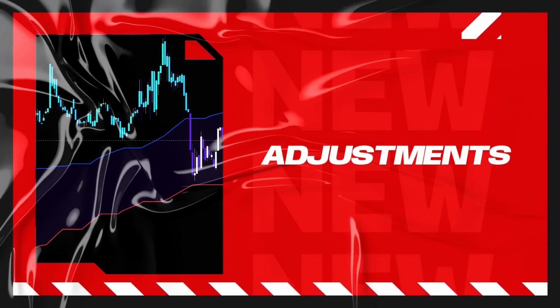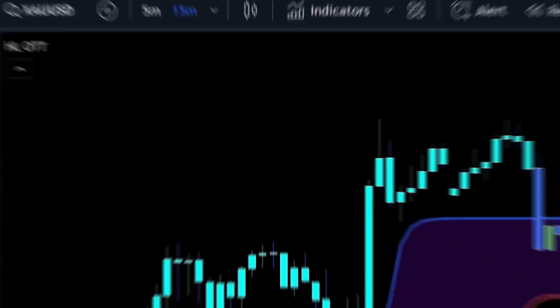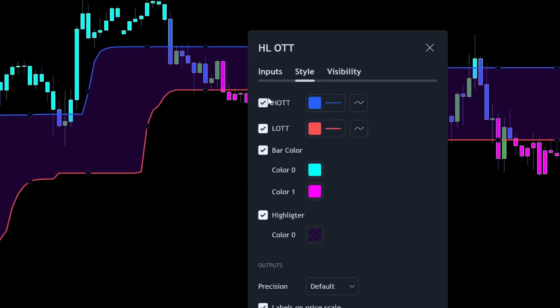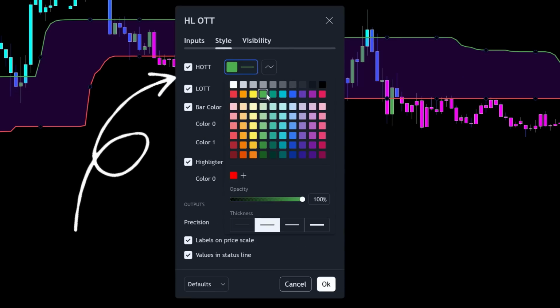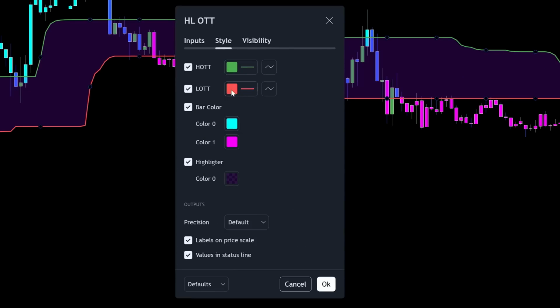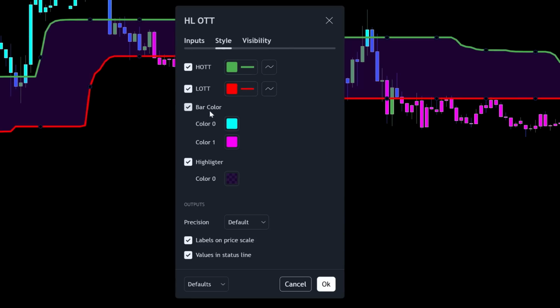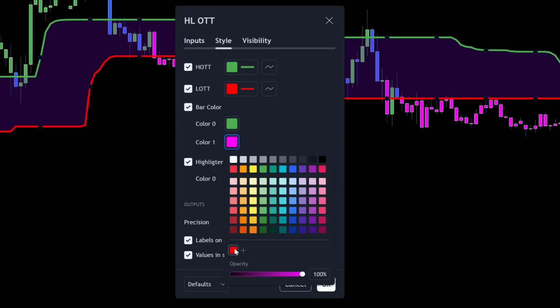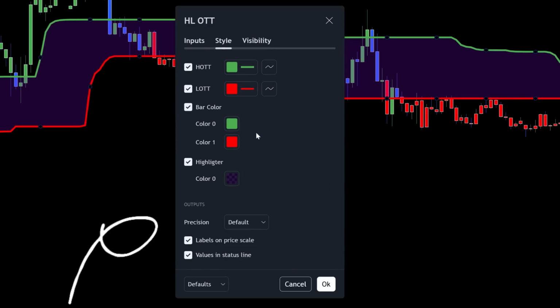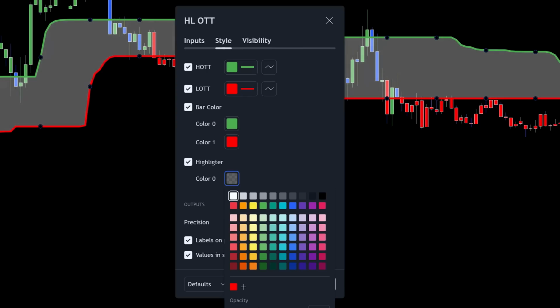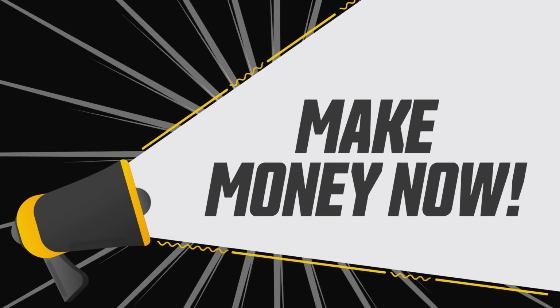But before we dive in, let's tweak some settings for the HLOTT. So in the settings, change the colors and line thickness for HLOTT and LOTT options. Then adjust the bar color options and the highlighter opacity. No need to mess with the inputs parameters, so we're good to go. Now let's learn how to make some money with this fantastic trading strategy.